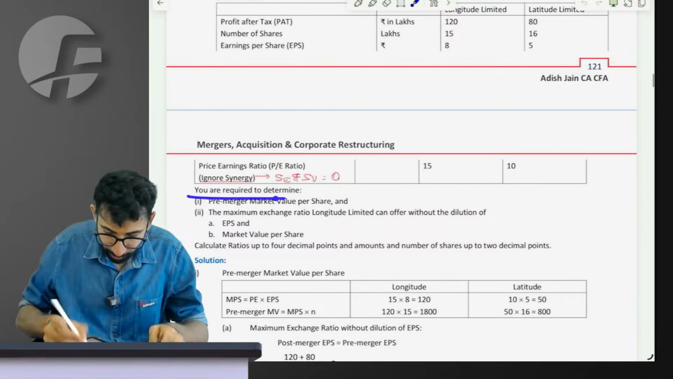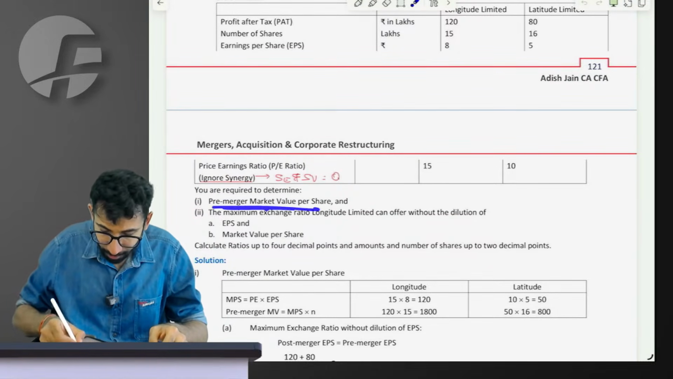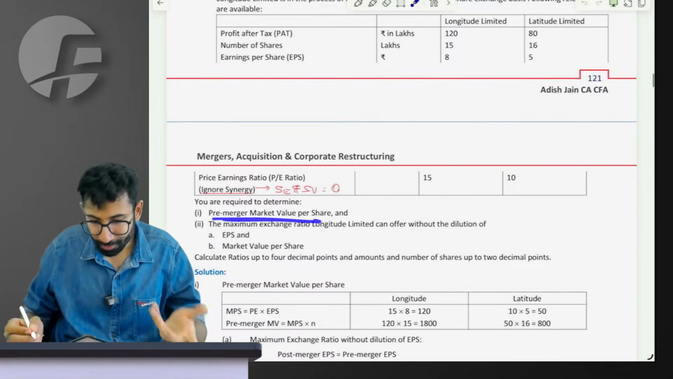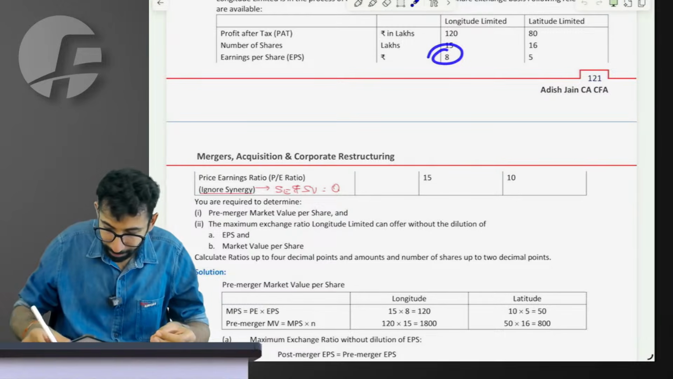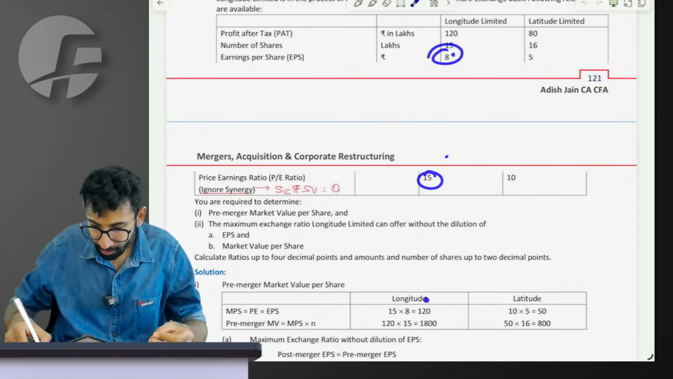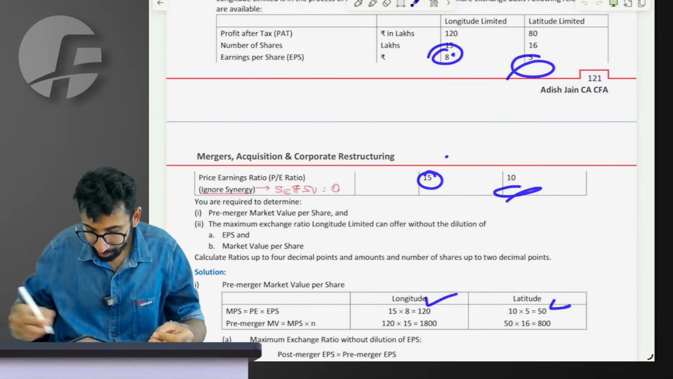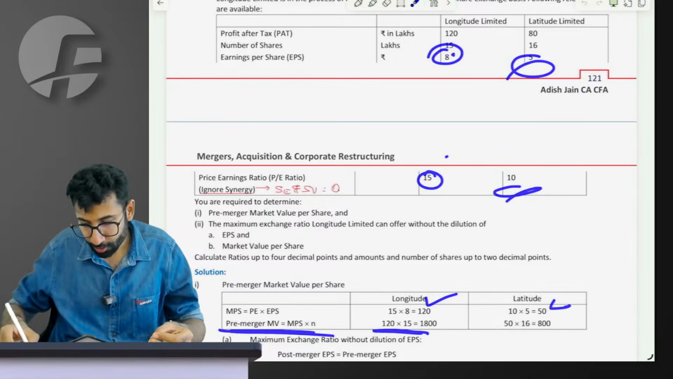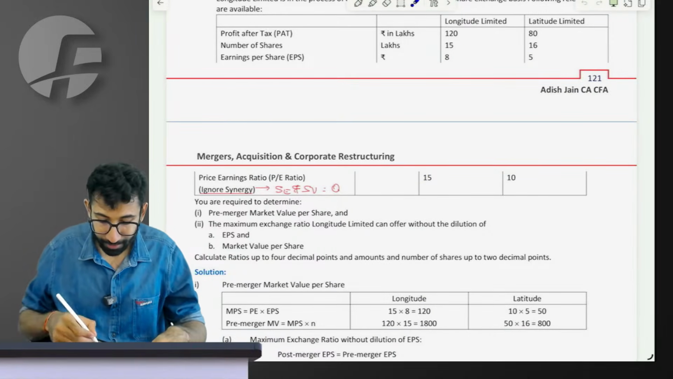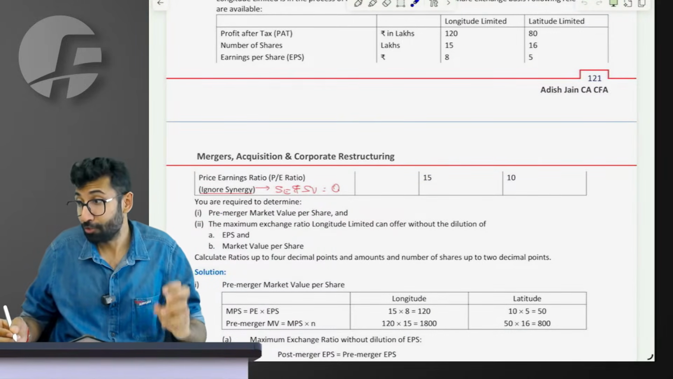So let's observe. You are required to determine the pre-merger market value per share. Pre-merger market value is really easy. Pattern to PE: 8 into 15 is 120 and 5 into 10 is 50. And overall market value is number of shares into the market price per share. The second part is what we are doing this question for.